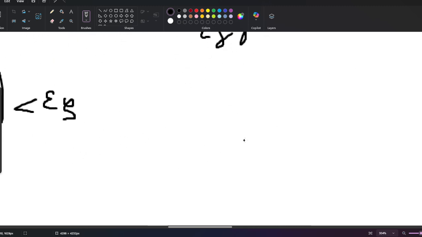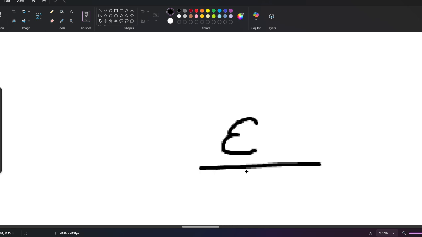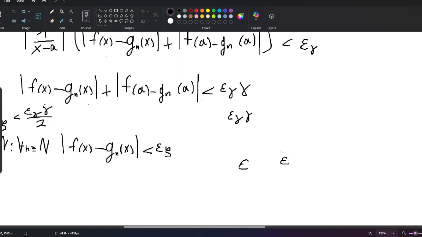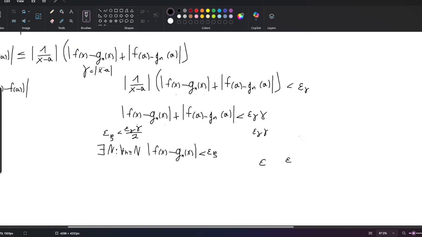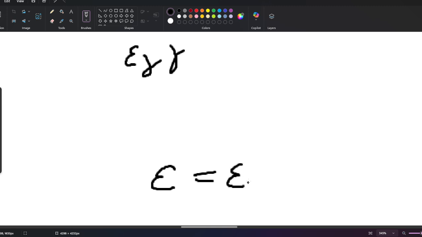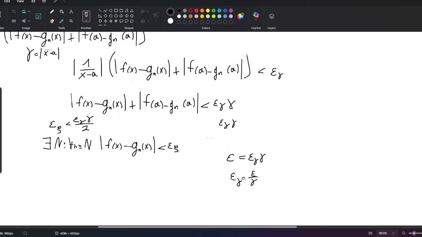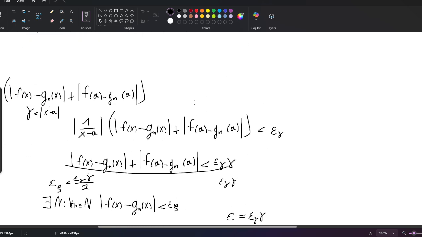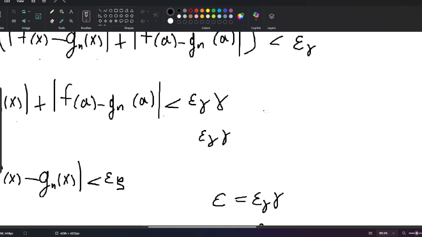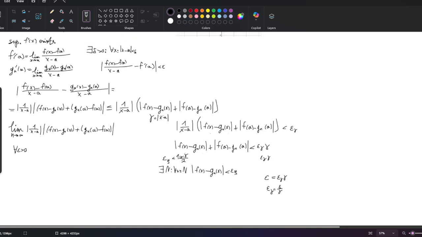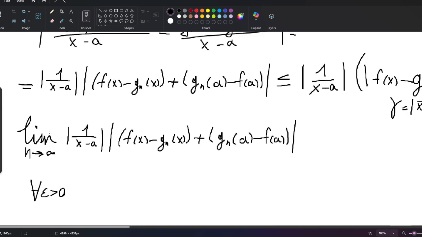So if we were to take some epsilon, then we can pick another epsilon and call it, well, now that epsilon is equal to epsilon gamma times gamma, so epsilon gamma is equal to epsilon over gamma. So for every epsilon we can just divide it by gamma and get epsilon gamma, and then we can pick stuff that is going to be less than epsilon gamma, therefore it's going to be less than epsilon. Alright, we have figured this stuff out. So there exists an n such that this is going to be less than some epsilon.